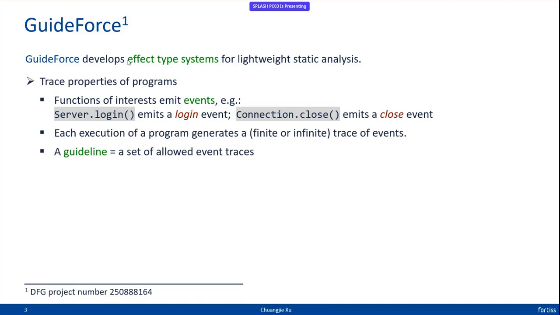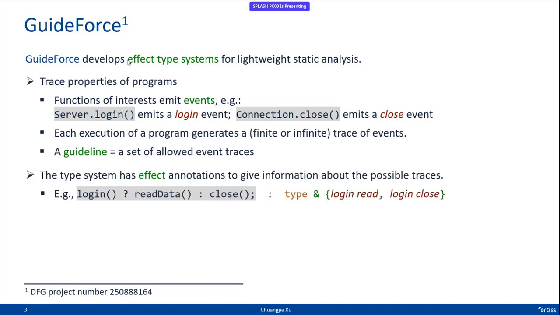It can be finite if the program terminates. It can be infinite if the program diverges. And a guideline is nothing but just a set of traces of events that are allowed. The idea of our type system is to add effect annotations, and this annotation gives information about the possible traces that can be generated by the program. For example, here we have the program: if a login succeeds, then it reads data, otherwise it closes the connection. And the type system will compute the type for this program, and I'll talk about the type later.